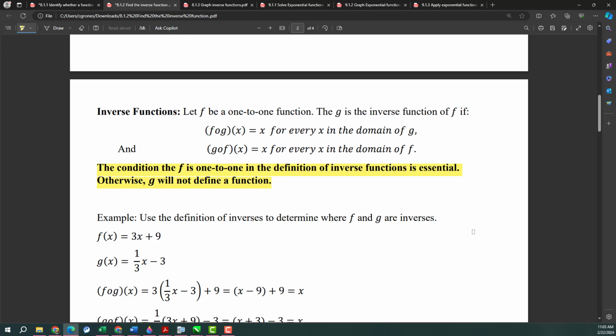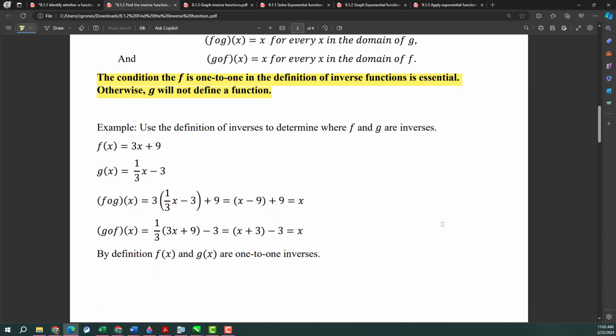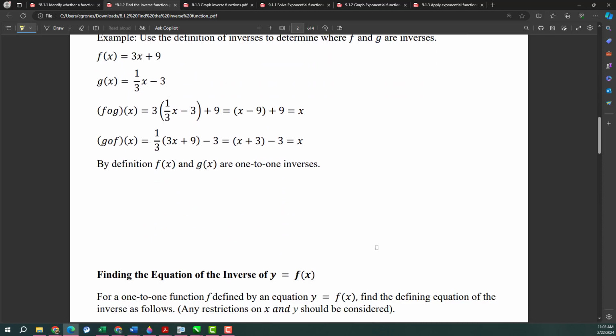All right, so what is this saying? We are given f of x and g of x. We want to determine if they are inverses of each other. So we can use f of g of x and solve it this way. And we can do the same thing, g of f of x, and solve for x. We end up with x at the end. Therefore, since those are equal, they are inverses of each other.